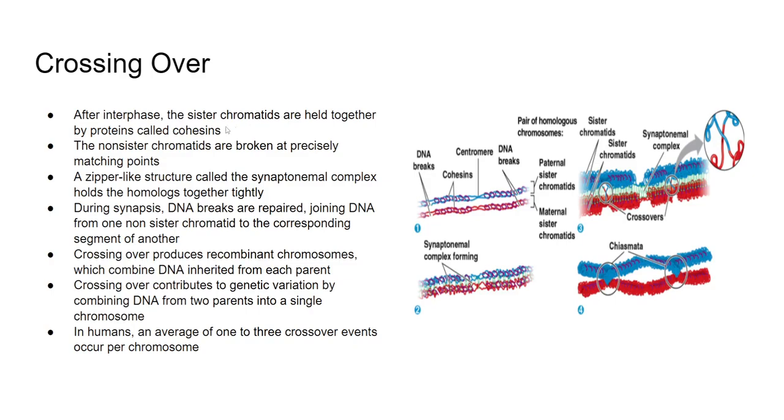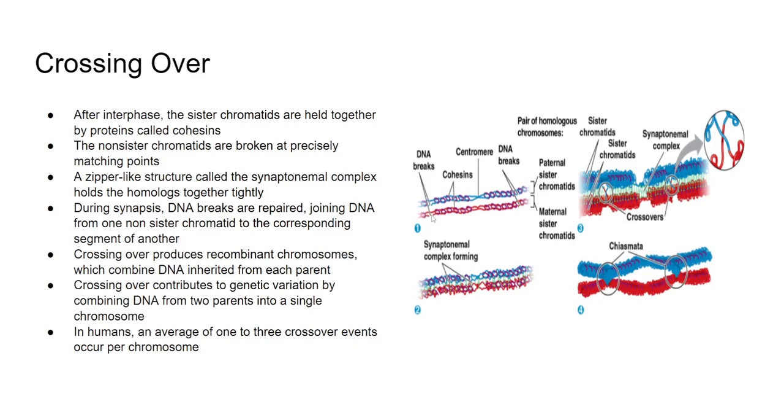After interphase, the sister chromatids are held together by proteins called cohesins. So these are sister chromatids, and they have these cohesins, which are just holding them together. The non-sister chromatids are broken at precisely matching points. So these two are non-sister chromatids, right? This is the maternal chromatid, and this is the paternal chromatid, but they're non-sister chromatids. This DNA break is going to break this part of the paternal chromatid, and it'll break it at the exact same spot in the maternal chromatid.